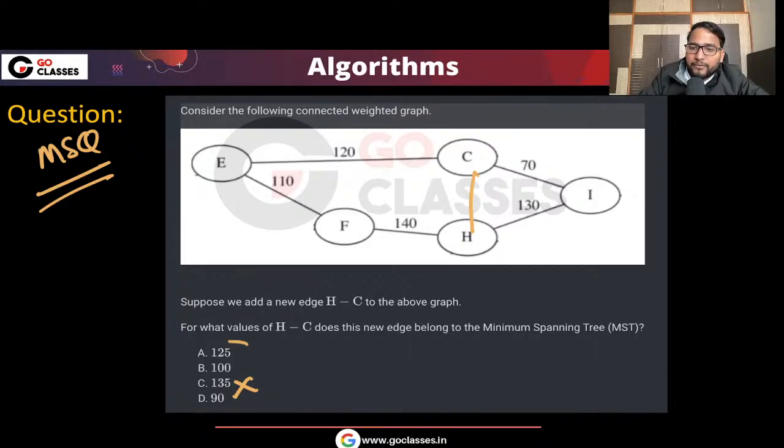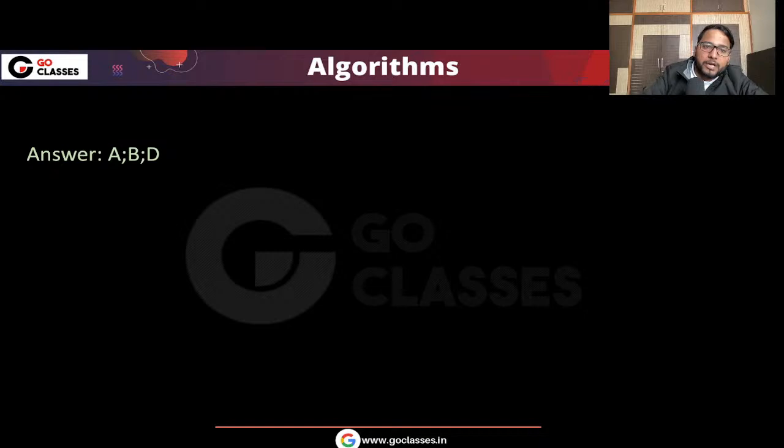Can you add 125? If you can quickly check, if you have 125 here, then is this a part of the MST? So maybe you can check 70, 110, I think this is a part of the MST, right? So 125 is not a problem. If 125 is not a problem, then I don't think 100 will be the problem, or even 90 will be the problem. So that's why A, B, D are the answers. Easy question only.